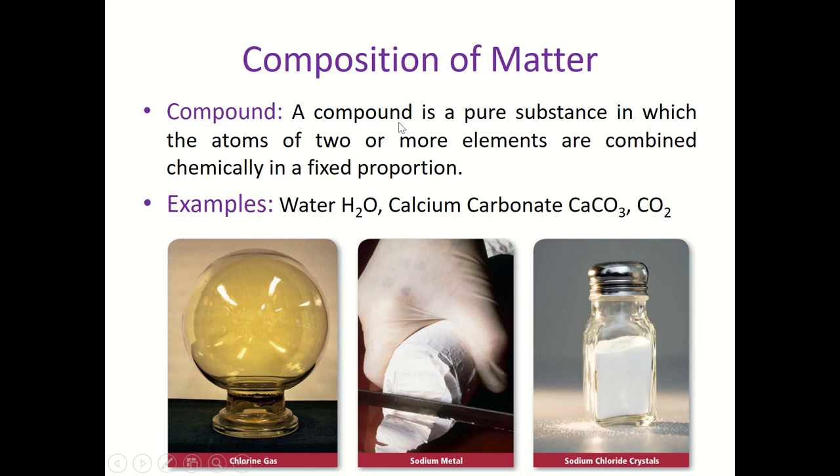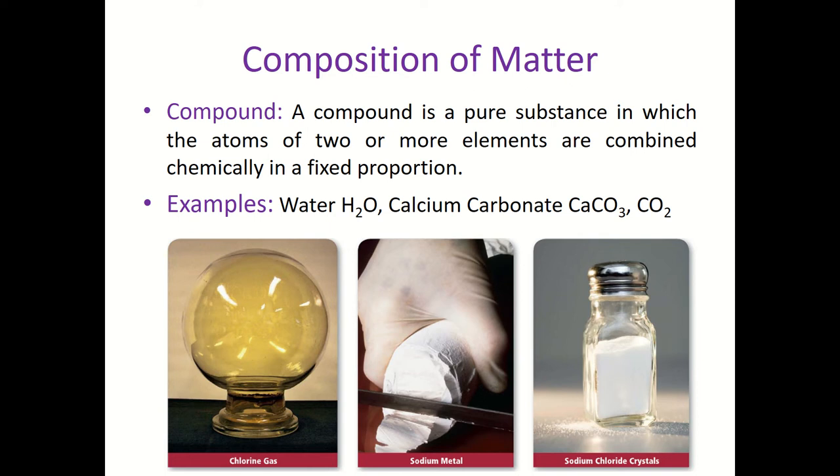Okay. As I told you in the chemistry part, we need to make sure we understand the definitions. Definitions are the most important thing in chemistry. Now, I have something called a compound. What is a compound? A compound is a pure substance in which the atoms of two or more elements are combined together chemically in a fixed proportion. What does that mean? It means that you have a number of atoms that are held together chemically.